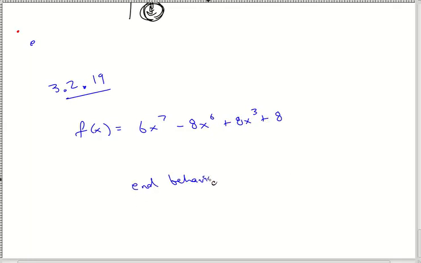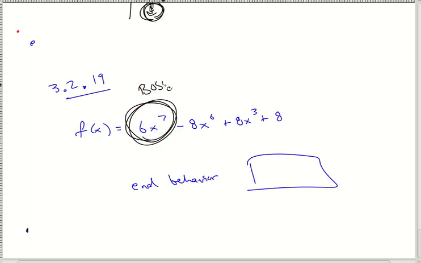Now, they got a lot of English: rise left, fall right, blah, blah, blah, all that kind of stuff. I'll just use my arrows like I normally do. First off, I need to know who's my boss. Boss! Because he's got the biggest degree, the biggest power. That's the reason why I chose him.